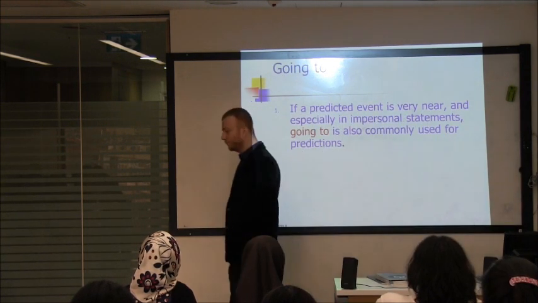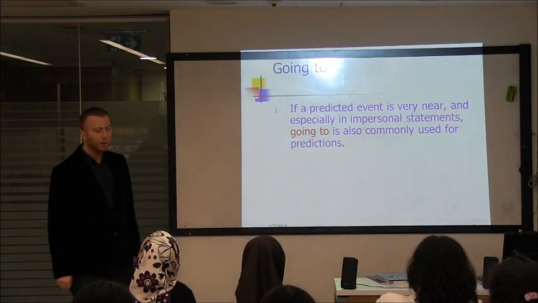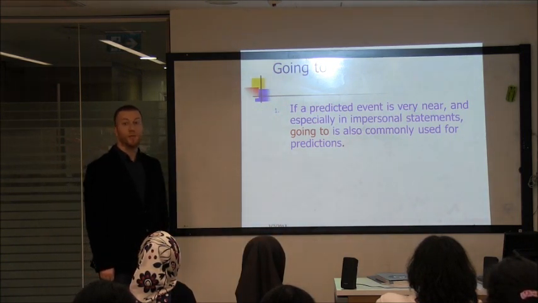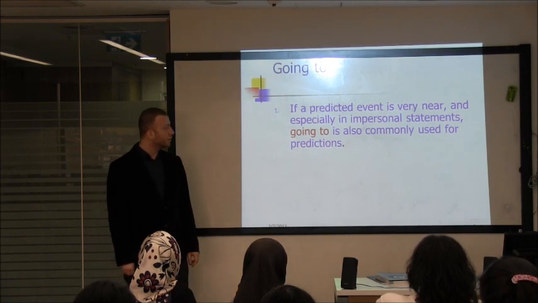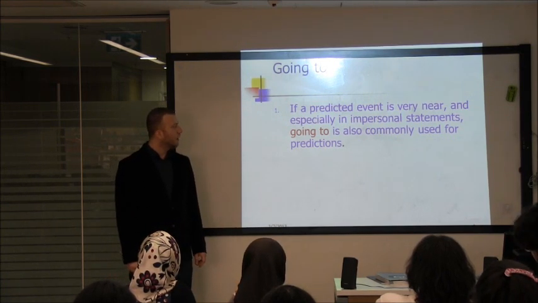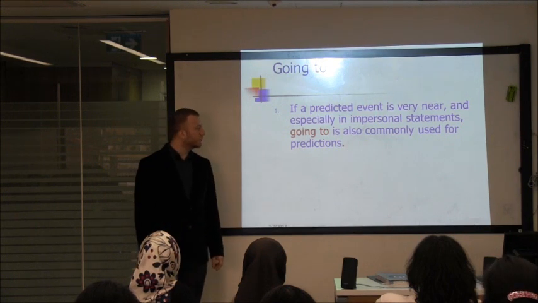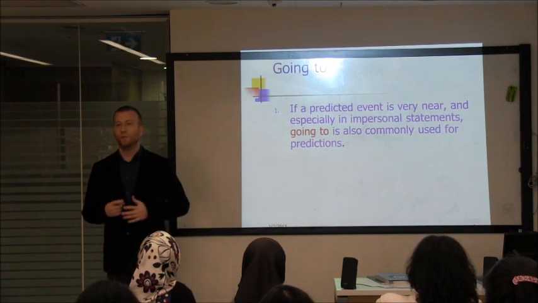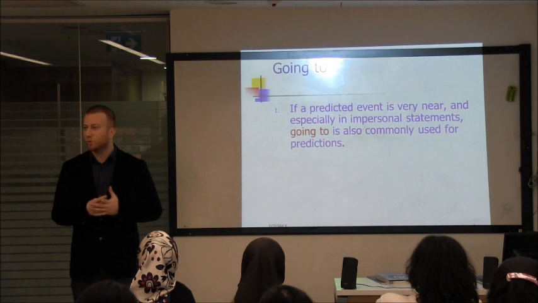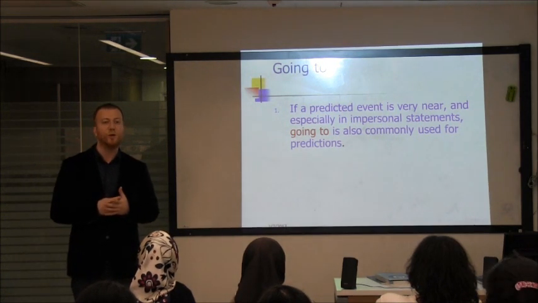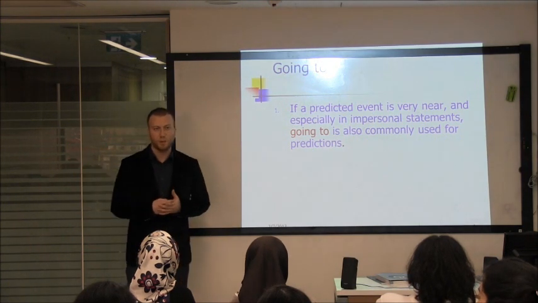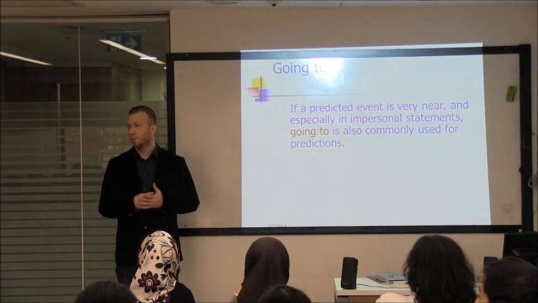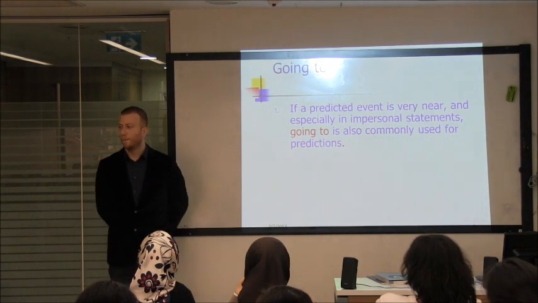Be going to. Let's go on with the usage and function of be going to. If a predicted event is very near, and especially in personal statements, going to is also commonly used for predictions. So, will can be used for predictions. Be going to can also be used for predictions. What is the difference? Can you give a reason for being going to?